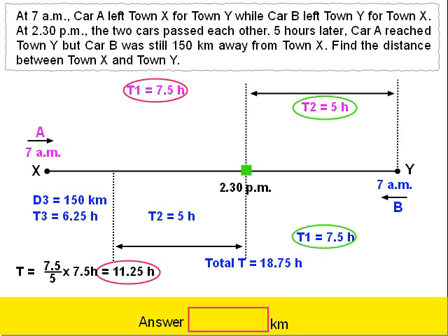Total time taken is 18.75 hours. But we are calculating the total distance. You see, in 6.25 hours he traveled 150 km. So for the entire total time taken of 18.75 hours, he will travel 18.75 divided by 6.25 times 150 km. That works out to be a distance of 450 km for the entire distance that car B traveled, which is similar to car A. So the distance between town X and town Y was 450 km.